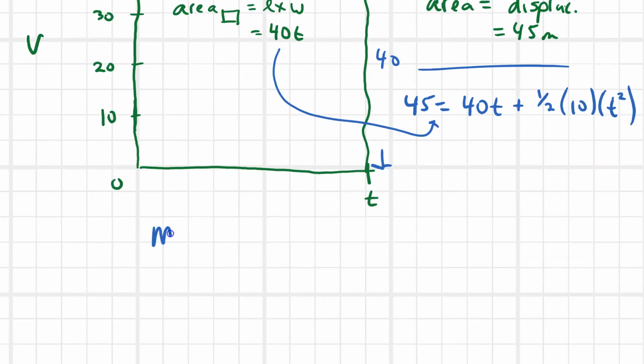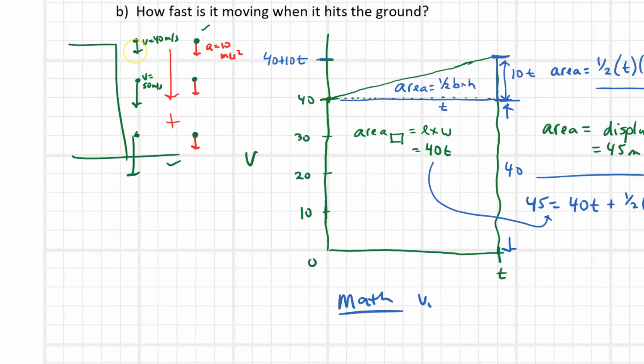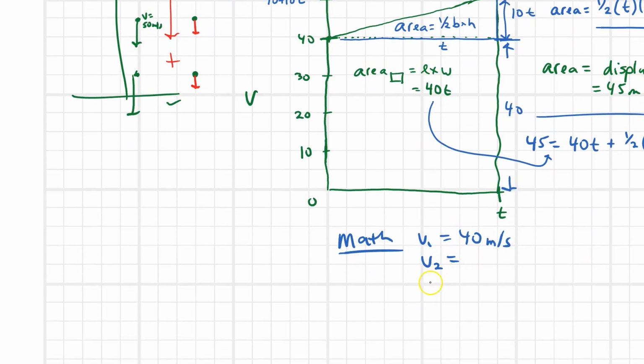So my math, I'm going to say, well, my initial velocity, and again, it might look better to look at my diagram. My initial velocity was 40 in the positive direction. My final velocity, I don't know. My acceleration is 10 in the positive direction. The time is what I want to find out. And my delta y was equal to 45.